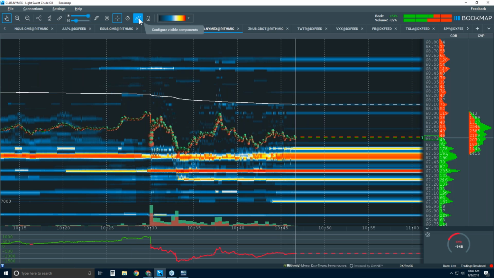I want to jump over to the NASDAQ E-mini here instead. But this is what you're seeing in the heat map. I'll just cover this one point here, and then we'll look over at the NASDAQ E-mini.